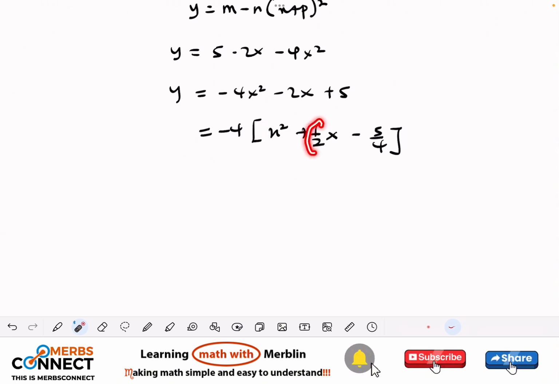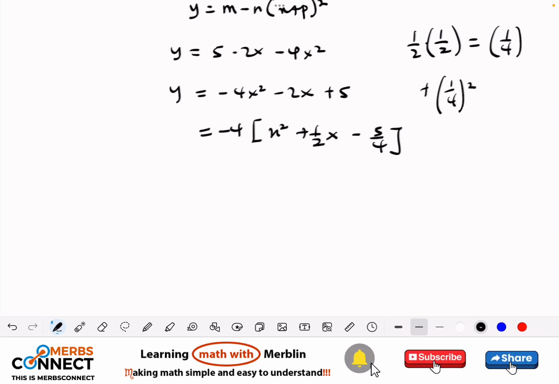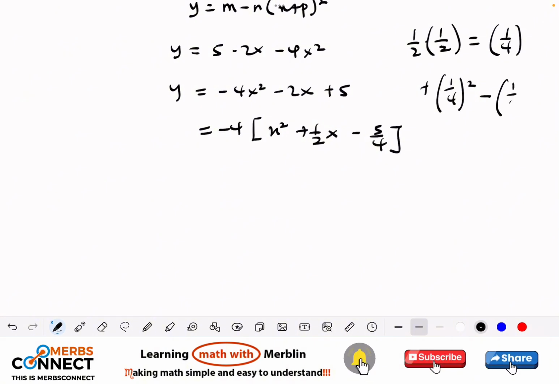So now I come to the coefficient of x. Using completing the square, we need to find half of the coefficient of x. The coefficient of x is 1 over 2. What is half of 1 over 2? Half of 1 over 2 is 1 over 4. So now we have this equation here, and we want to add 0 to it. So we are going to add plus 1 over 4 squared minus 1 over 4 squared. We know that plus and minus will give us 0. So we are adding 0.